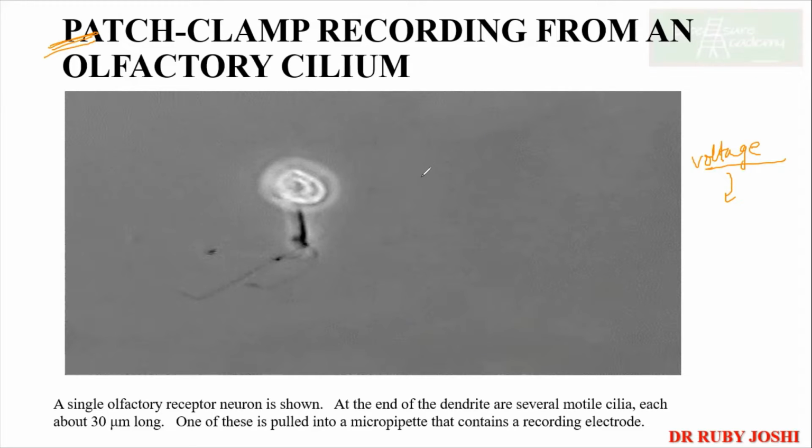Let's see how there is a single olfactory receptor neuron and on its dendrite there are several cilia present. If you can see here, lines like this are there. These are nothing but the cilia. Of these, one will be captured so that the recordings can be done. How they have done that, we'll watch.